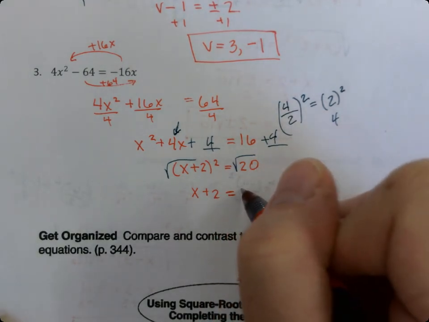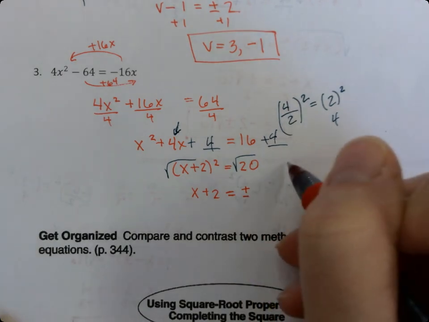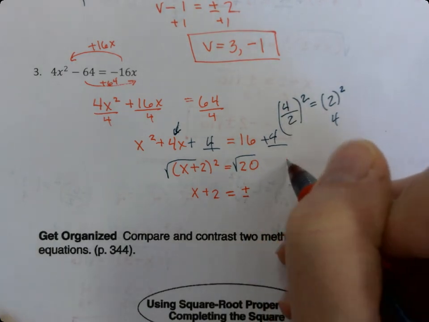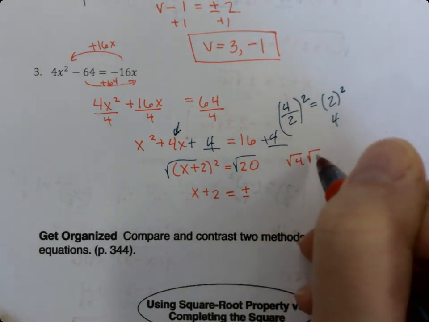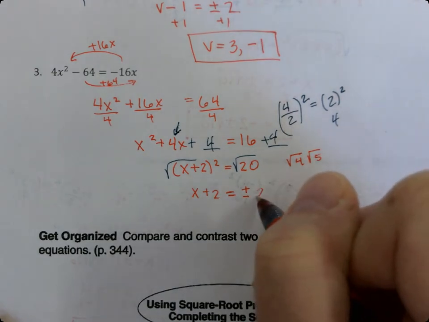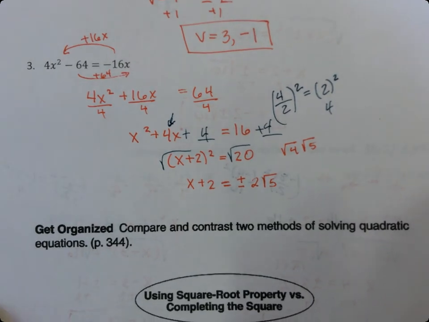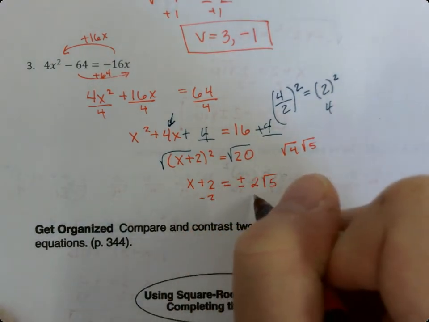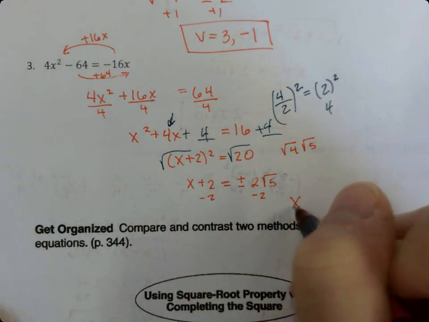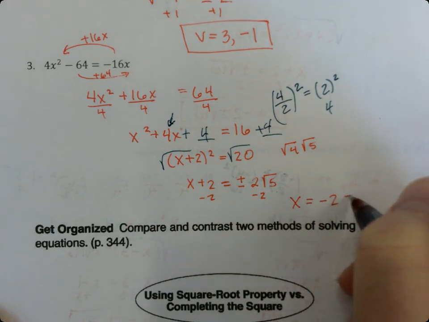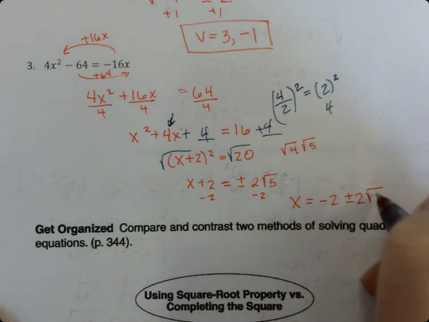x plus 2 equals plus or minus, and I've got to take the square root of 20 and break it down. So I'm going with square root of 4, square root of 5. So 2 square root of 5. And then we need to write that final answer by subtracting 2. And we'll get x equals negative 2 plus or minus 2 square root of 5.